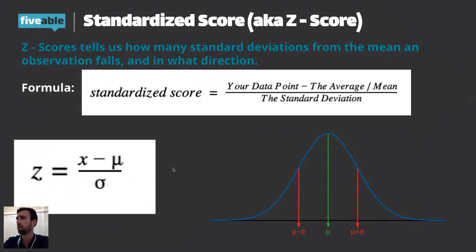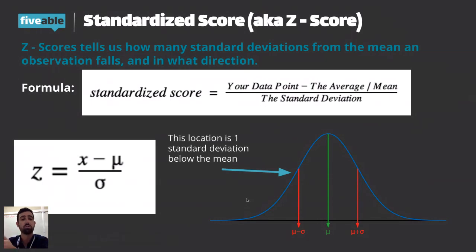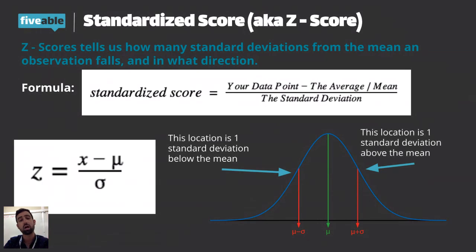We have to have a normal curve. Your average is in the middle in green. And then in red, you have 1 standard deviation away from your average. So you have 1 standard deviation below and 1 standard deviation above. And we can see that there. That location is 1 standard deviation below the mean. And over here, we have 1 standard deviation above the mean.